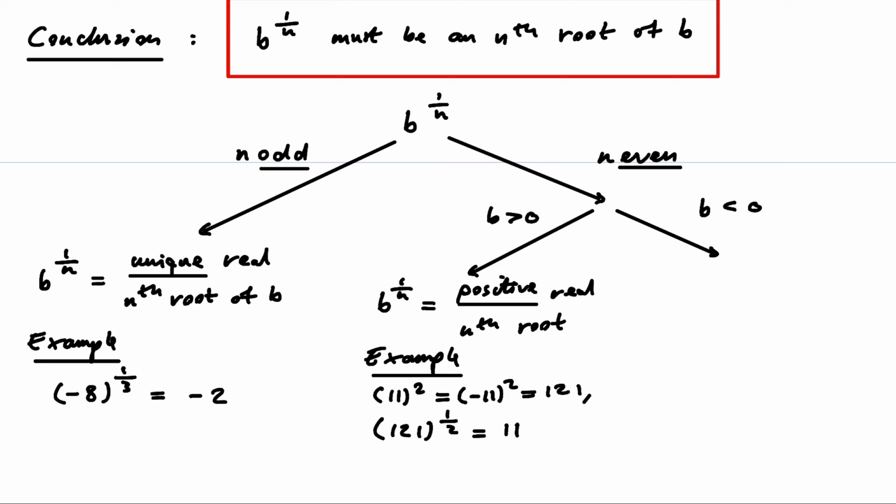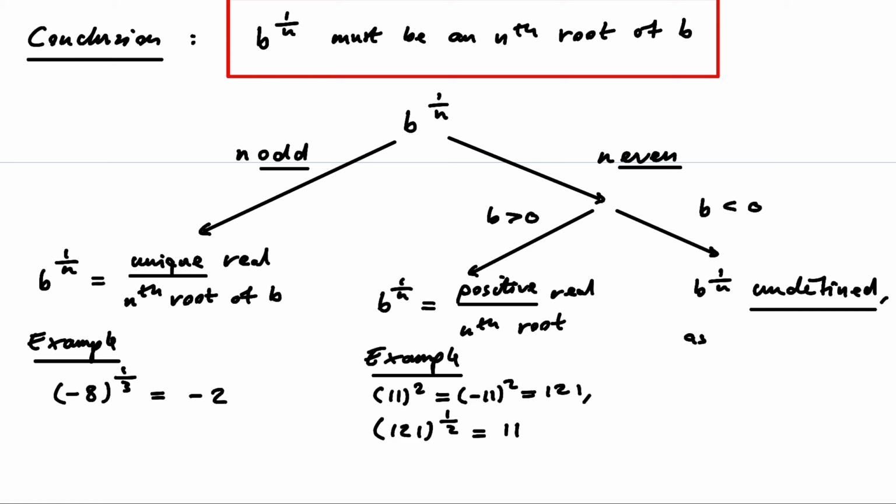If I take any number, positive or negative, and I raise it to an even power, it's got to be non-negative, right? 0 or above. So there's no way of getting b, right, if b is negative. So this tells you the only option really is to decree that it's undefined. b to the 1 over n is undefined. In the world of real numbers, undefined.